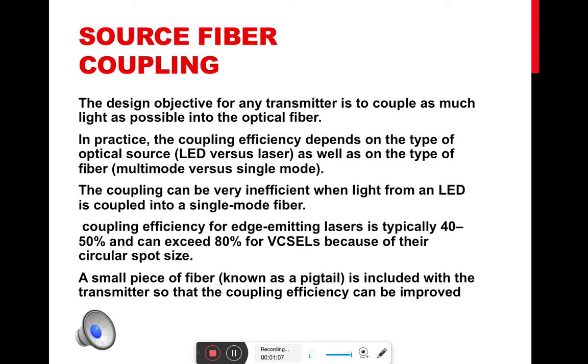Similarly, if a laser is used for a single mode fiber, the efficiency can be improved. So for edge emitting lasers, the coupling efficiency is typically between 40 to 50%, whereas for VCSELs, it is 80%. So a small piece of fiber may be included with the transmitter so that the coupling efficiency can be improved.